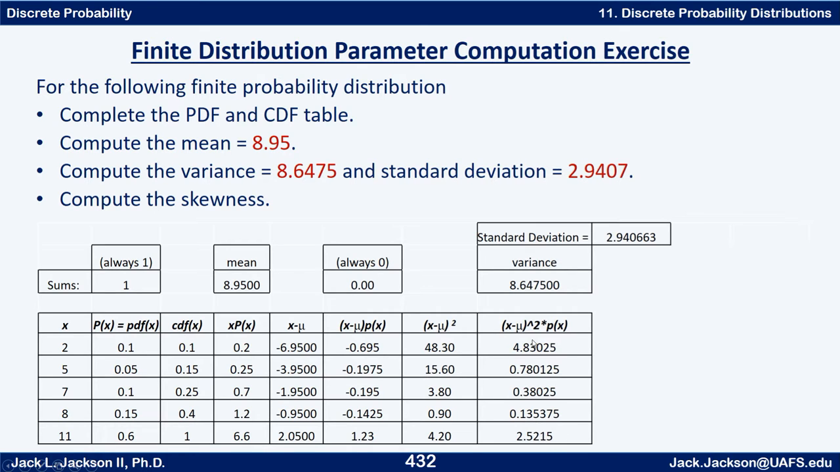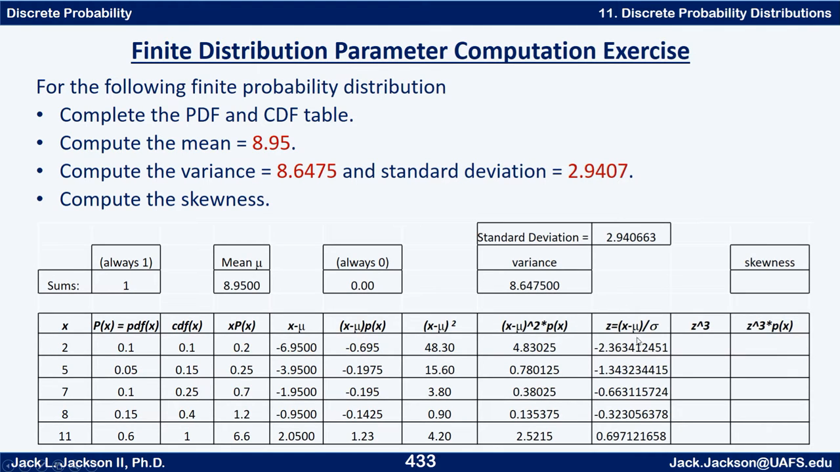Now add up all of these here, and there's the variance. Take the square root of that, and there's the standard deviation. Some of these are probably rounded a bit, but there's the answer. So now we have the variance and standard deviation. So we have a measure of center, 8.95, the mean. We have two different measures of spread, the variance of 8.6475, and standard deviation of 2.9407. And then we can compute the skewness as well.